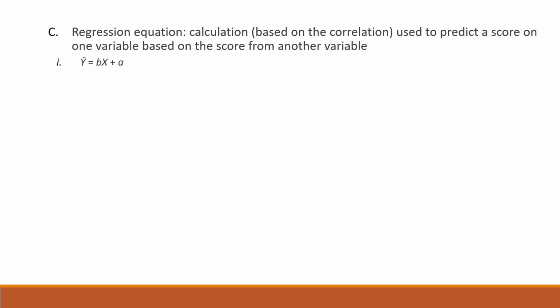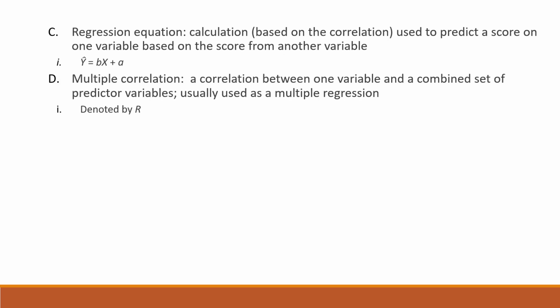The equation y hat equals bx plus a, where b is the slope of the line, x is the other data points, and a is the y-intercept. You may have used the equation y equals mx plus b in other math classes. It's the same idea here, but we just use different letters. And this equation is very useful because we can plug in what x is and then predict y from it.